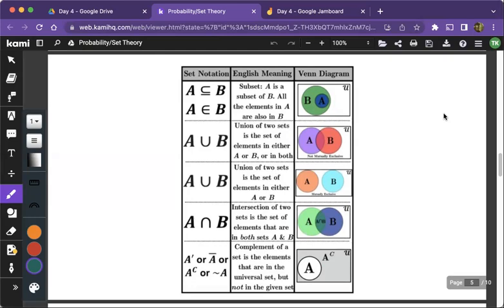A union B means the union of two sets is the set of elements in either A or B or in both. So if you notice, you have a set A in purple and a set B in red, and it comprises everything in both of them. And same thing below, a union of two sets is a set of elements in either A or B. Same thing, you have a set A in orange, a set B in that teal color, and it's either or.